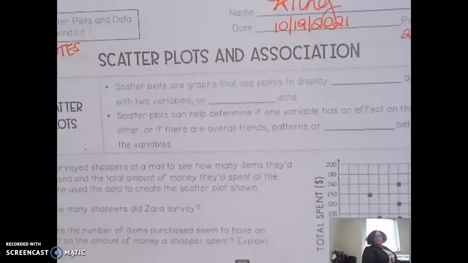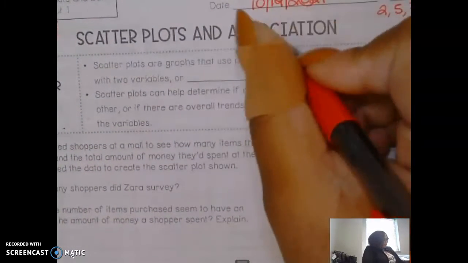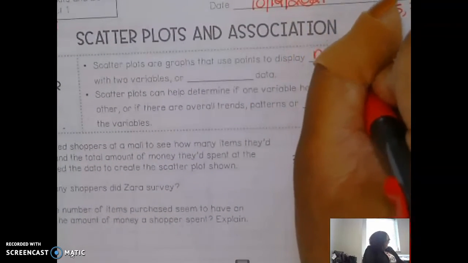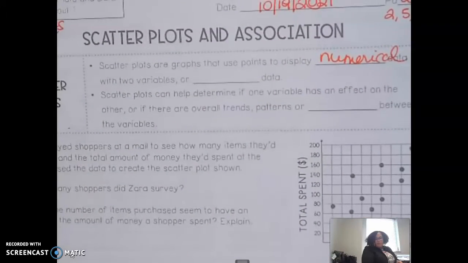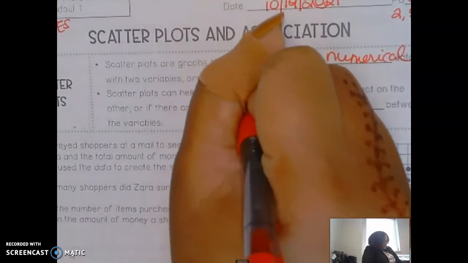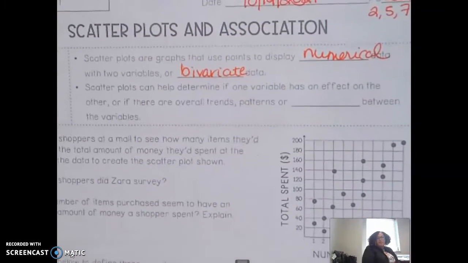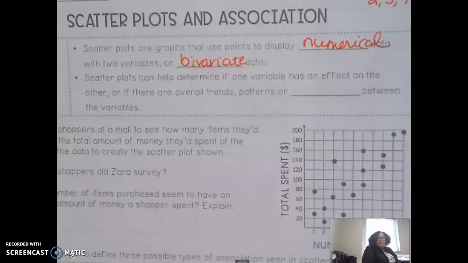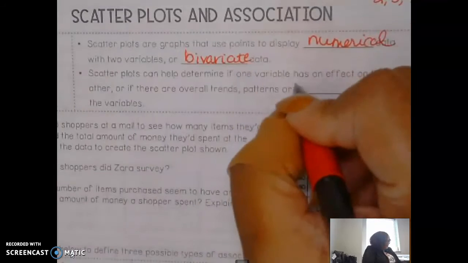Scatter plots are graphs that use points to display numerical data. And we use 2 variables, so that's bivariate data. Scatter plots can help determine if one variable has an effect on the other, or if there are overall trends, patterns, or associations between the variables.